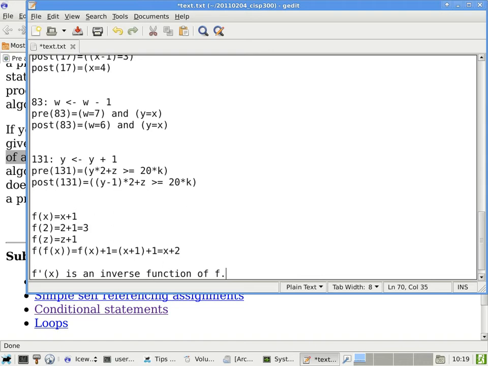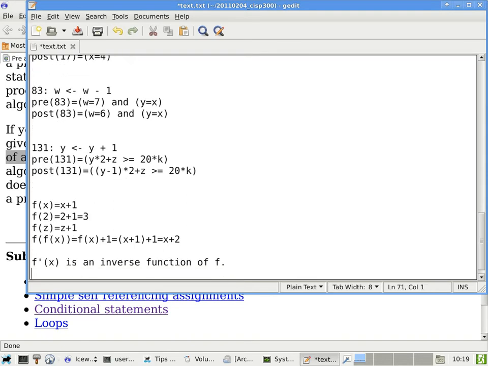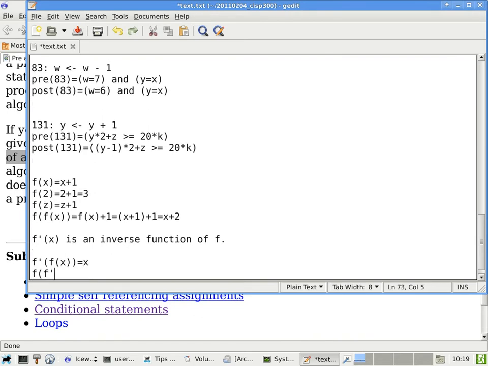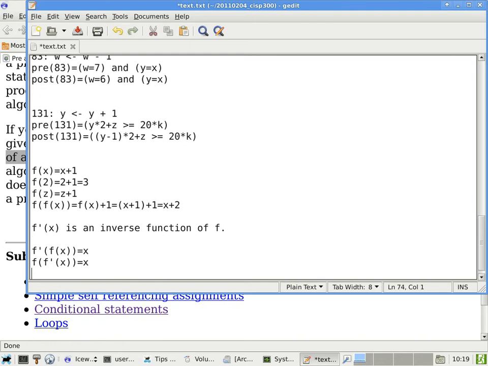Okay, so in this class, f prime is the inverse of a function, not the first derivative of a function. So let's just say that f prime is the inverse of f. That means, by definition, if you apply f prime and then f and then to x, it should give us x back, okay? If you apply f to f prime and then apply the whole thing to x, it should also give us x back. That's the property of an inverse function.